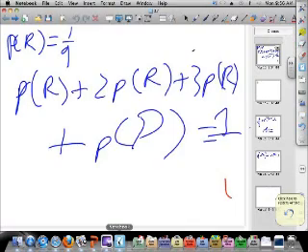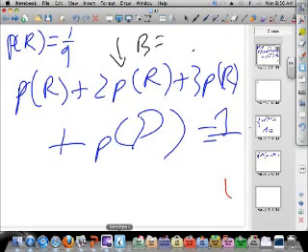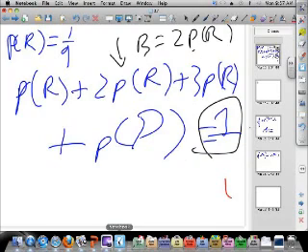We'll go to our notes. And what we see here is fairly simple. The probability of a red ball is 1/9. The probability then of a blue ball is 2 times the probability of a red ball. And the probability of the yellow ball is 3 times the probability of a red ball. What do we know? We know that it must equal 1. The probability of all these things must equal 1.